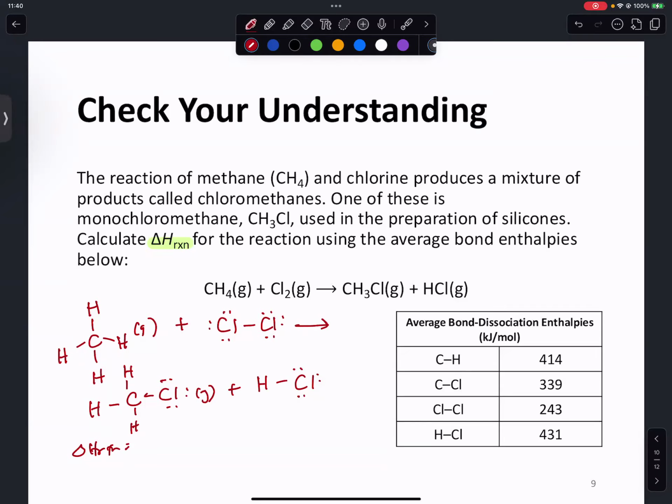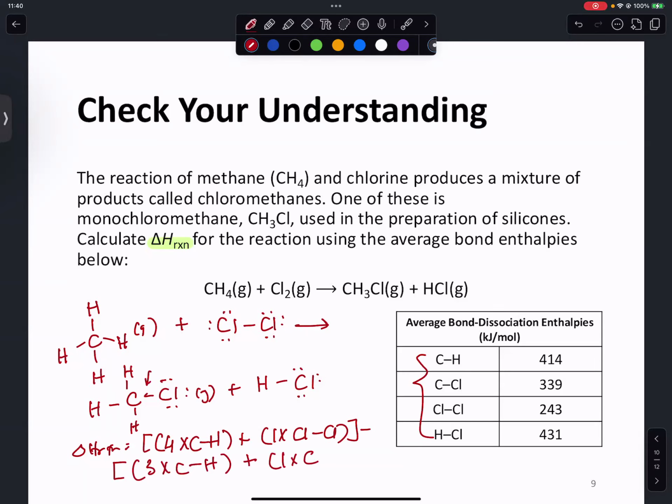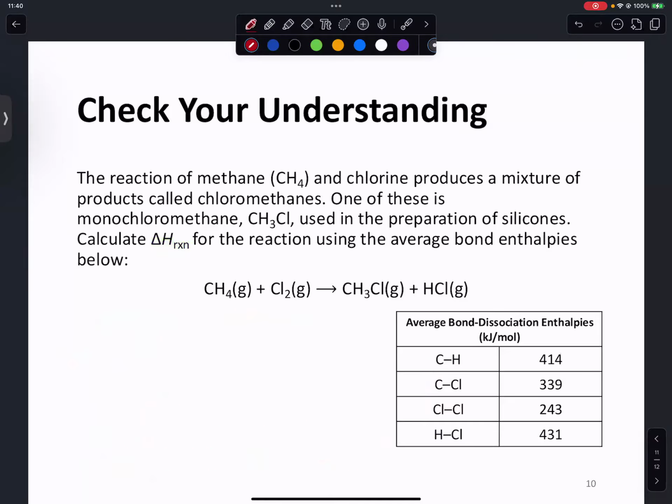So the bonds broken, I have here 4 times CH plus 1 times ClCl. Okay, and you see here, the values are given on the slides, minus 3 times CH plus 1 times CCl plus 1 times HCl. Okay, and then I'm going to move on to the next slide to be able to break down these numbers.